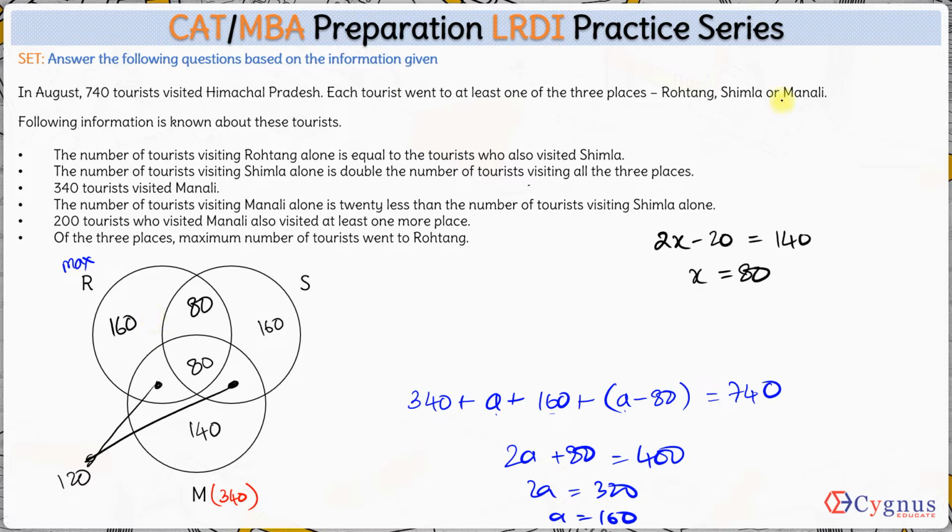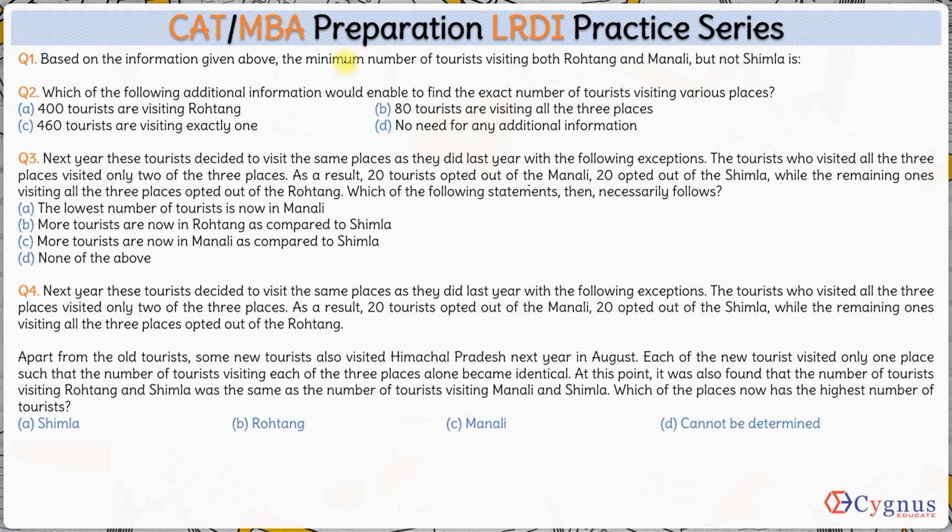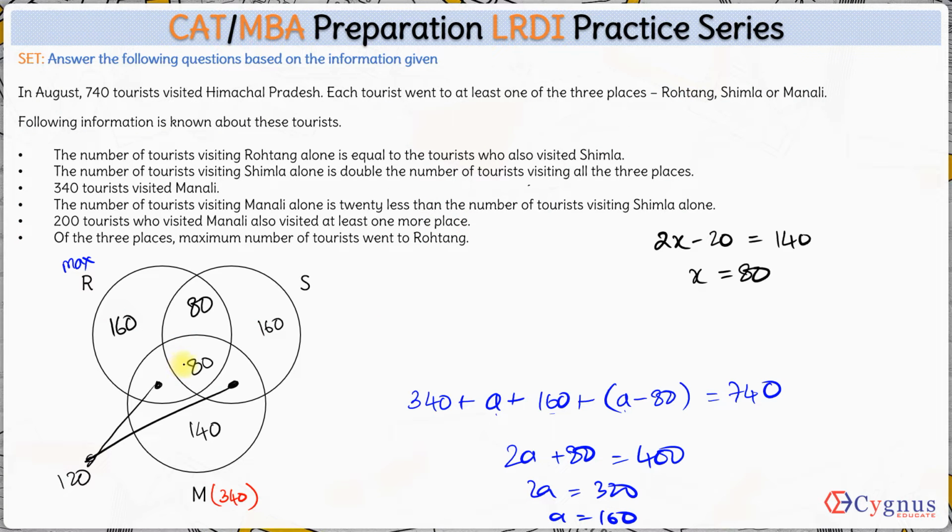Okay. Now let us look at the questions. The first question is, based on the information given above, the minimum number of tourists visiting both Rohtang and Manali but not Shimla is. Okay. So Rohtang and Manali but not Shimla is basically this region here, and we have to figure out the minimum value of this region. But before we minimize this region, we need to maximize the number of tourists visiting Rohtang. That we have to ensure. Ensuring this, we have to minimize the value of this green region.